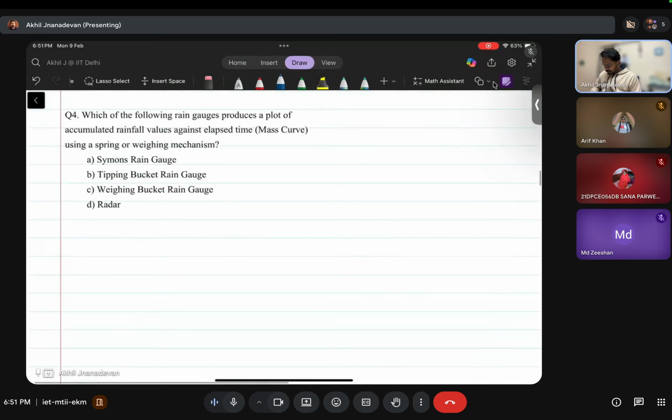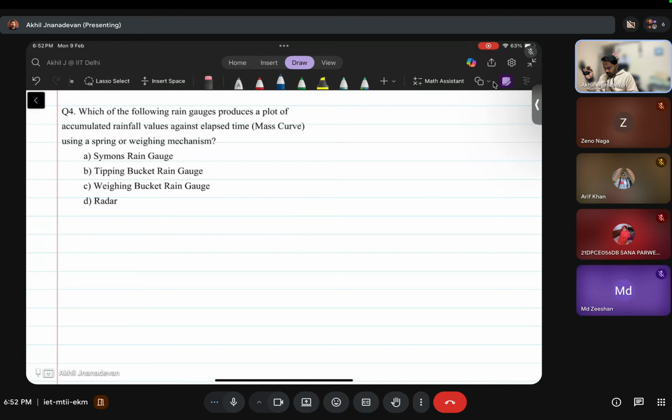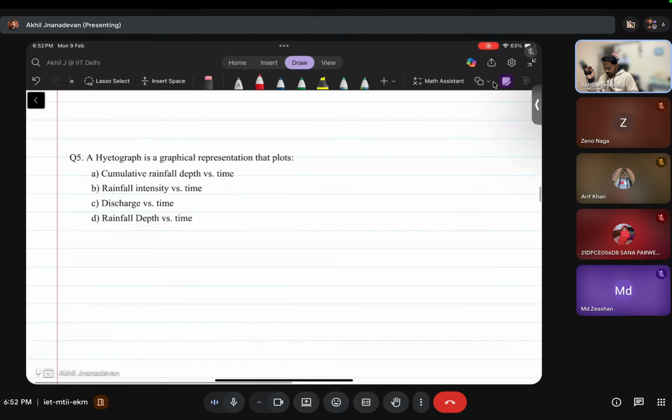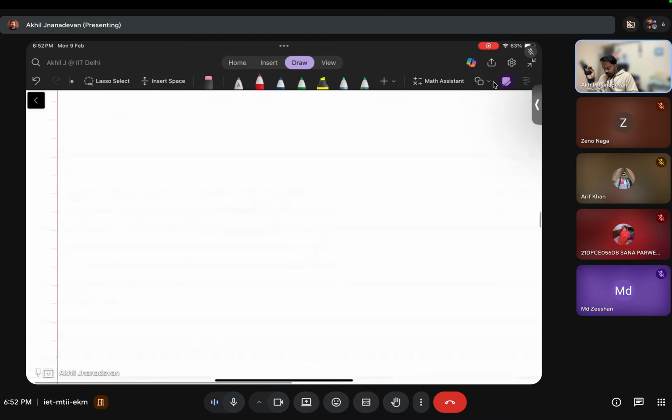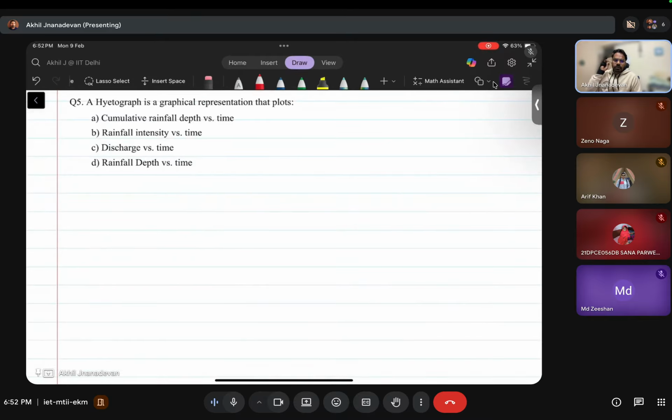So next, we'll move to the next question. Which of the following rain gauges produces a plot of rainfall values against elapsed time, that is, a mass curve, using a weighing spring or weighing mechanism? Before we go to this question, I will keep it paused. We can move to the fifth question, and then come back to the fourth question, because from this we will become familiar with what a mass curve is, and then we can come back to the rain gauge question.